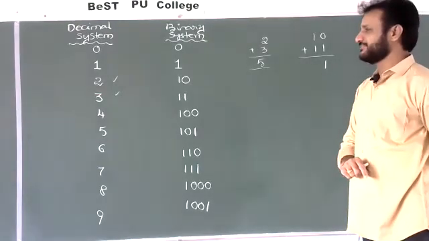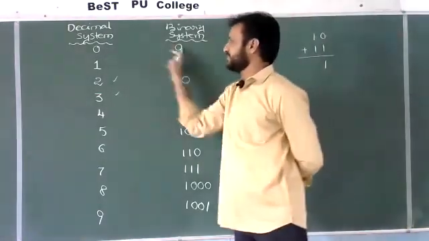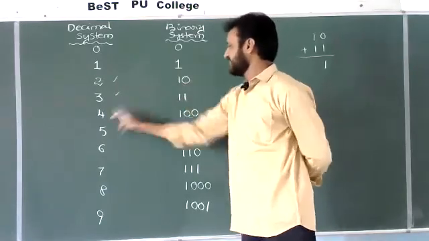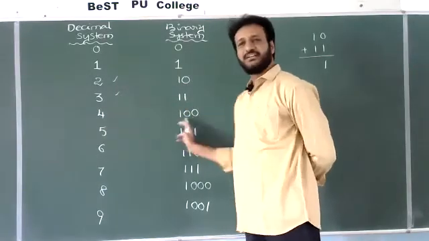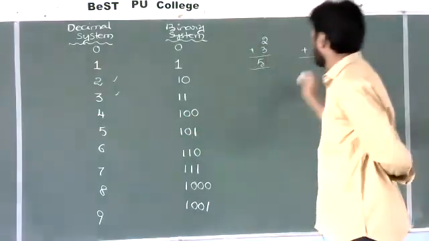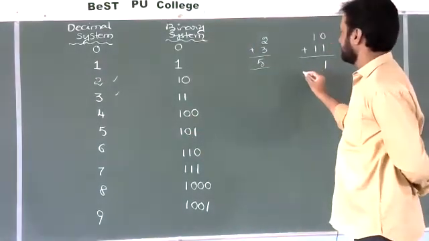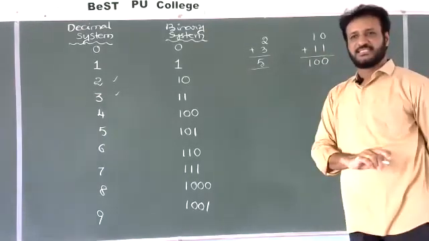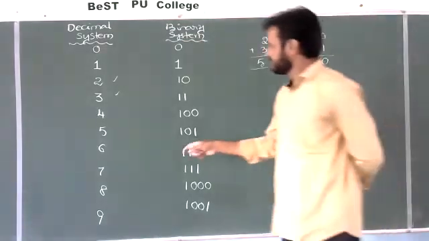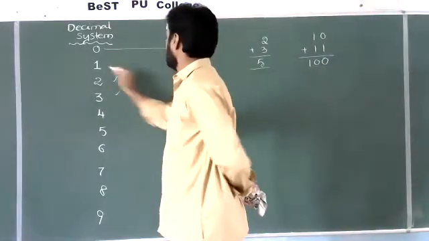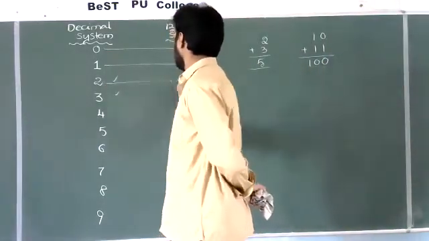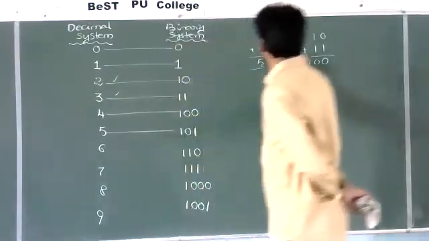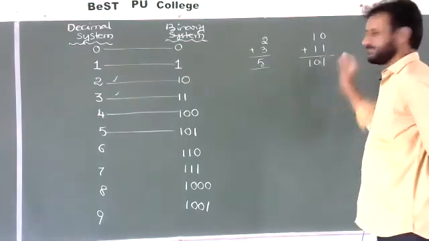5 will be equal to here 0 0 1, 1 2 1 0, 3 means 1 1, 4 is equal to 1 0 0, but 5 is equal to what? 1 0 1. So here you should write this value. What should you write? The total value will be 1 0 1, you should write like this.